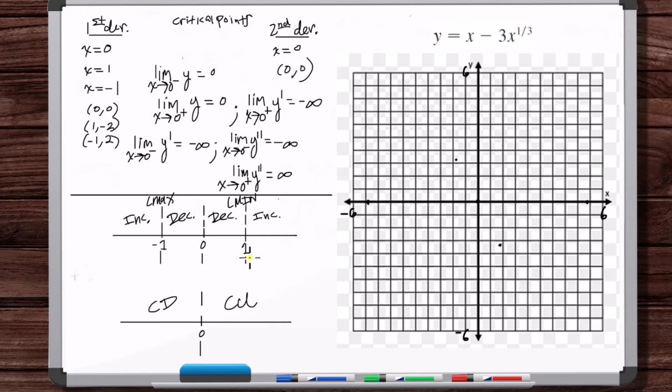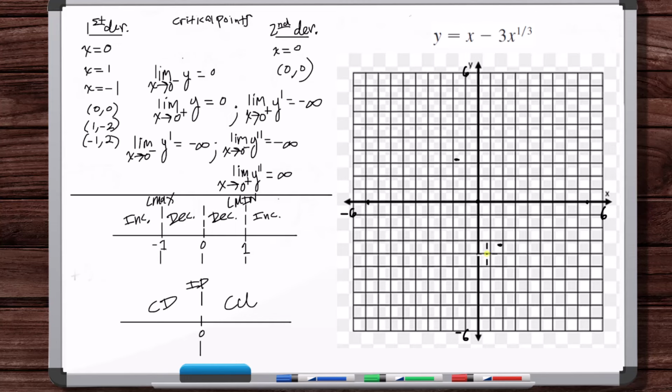All right? Inflection points have to occur at a point of continuity, but this function is continuous everywhere. And then it occurs at that second critical point, and if the second derivative changes signs, it's an inflection point. It does change signs here. Okay, so now let's sketch the curve. So we've got at -1 and 1, a local max and a local min, where that slope is 0.